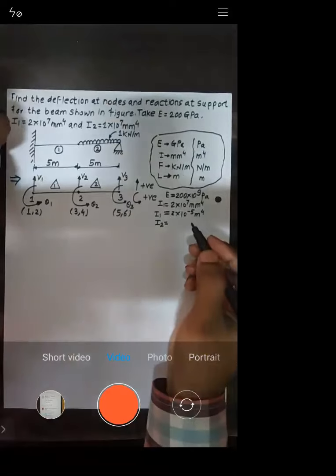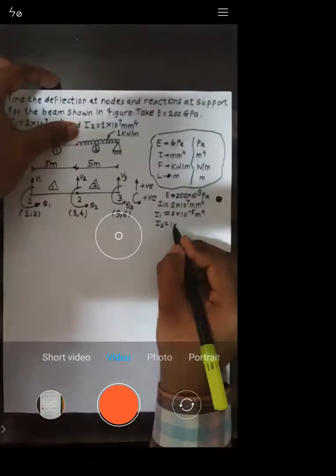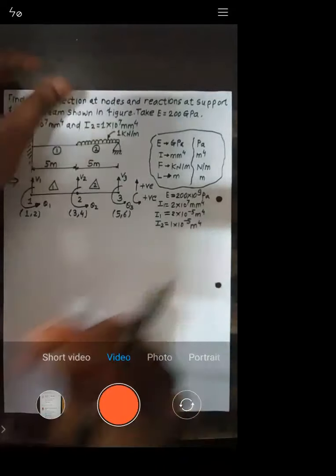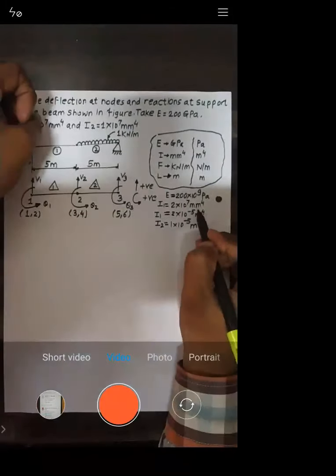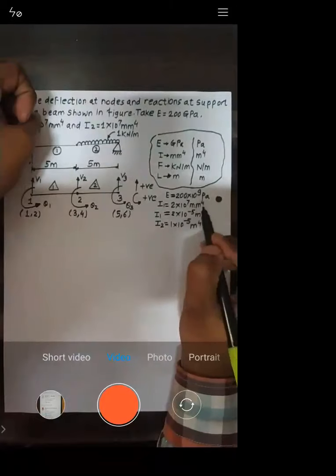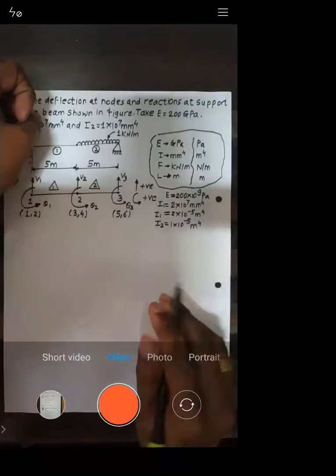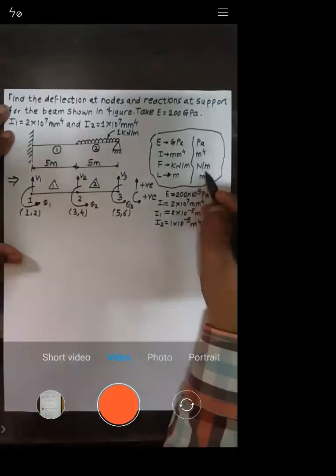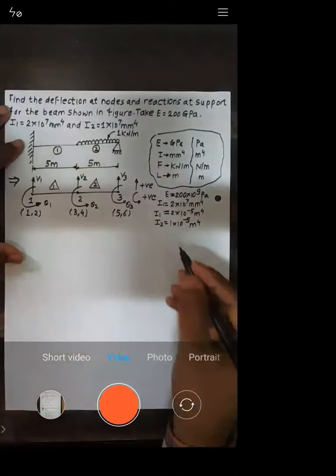Yes, sir. Right? Similarly, we need to do I2. So it is again 1 into 10 raised to power minus 5 meter raised to power 4. Right? Because see, mm to meter is 10 raised to power minus 3, and minus 3 raised to power 4 is minus 12, and this 7, so it is minus 5. Right? So this is all about I. We are done with I. Now the question is for F. F we need to do that. Right? So F, see here.